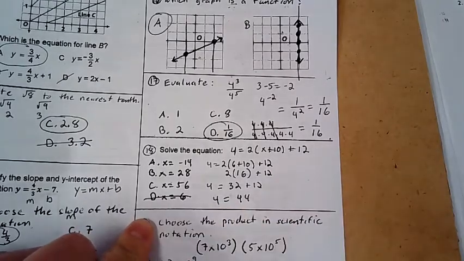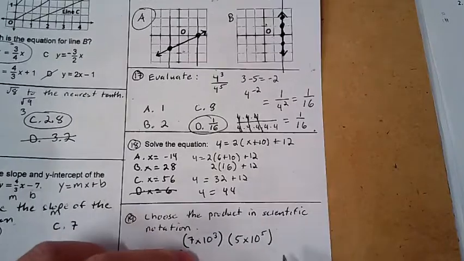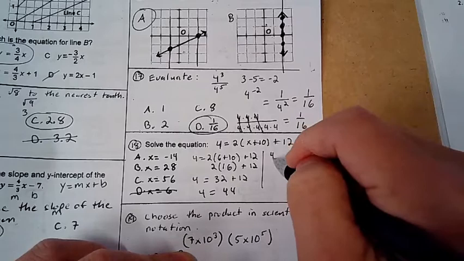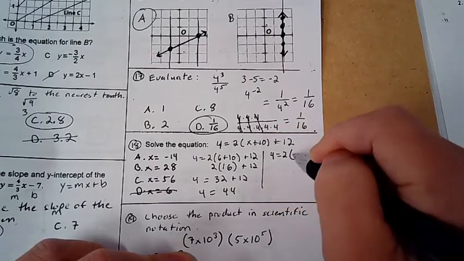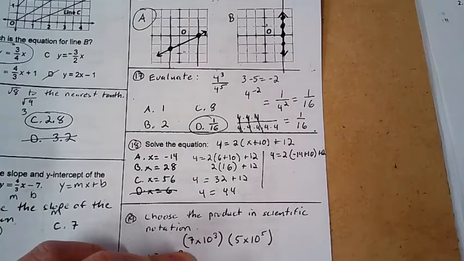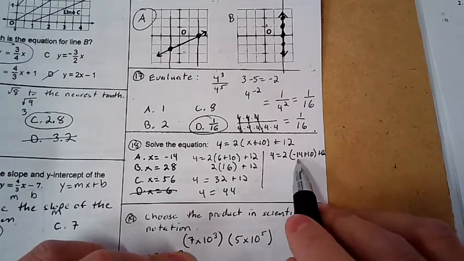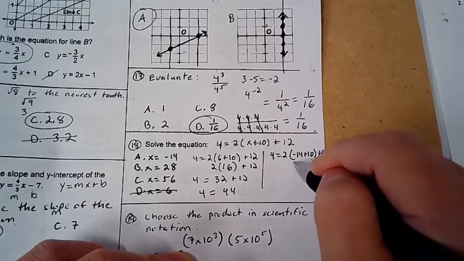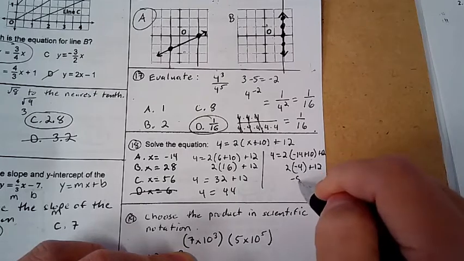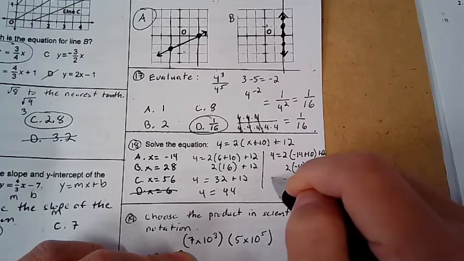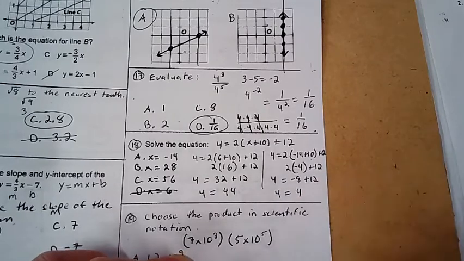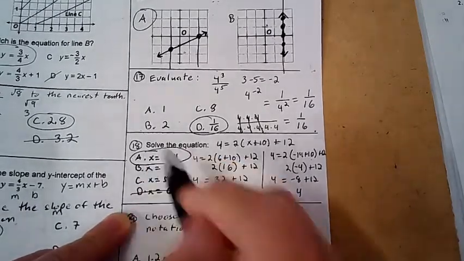Okay, let's test A. X is negative 14. So I have 4 equals 2 parentheses, negative 14 plus 10 plus 12. Okay, negative 14 plus 10 is a negative 4. 2 times negative 4 is negative 8. Negative 8 plus 12 is 4. So I get 4 equals 4. Okay, negative 14 is the one I want.